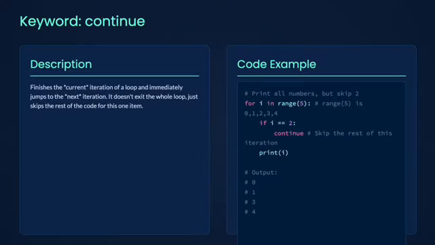Continue is a cousin of break. It doesn't stop the whole loop. It just stops the current iteration and tells the loop to continue on to the next item.